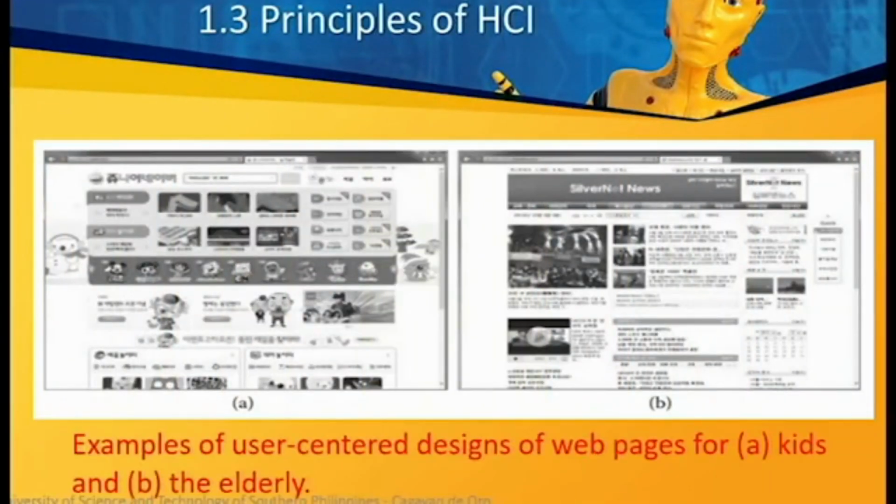So examples, in this web page, as you can see, this is a user-centered design of web pages for kids and the elderly. As you notice, on the left side, it's intended for a kids' web page. So if your target is kids, of course, your content should be for kids. And likewise, on the right side, it is for elderly people. So the target is elderly, so the content should be in line with elderly needs.